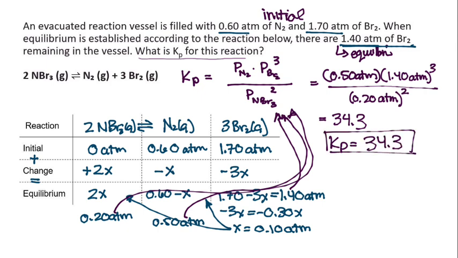In this problem, we were asked to find Kp. We set up our ICE table in order to organize all the information we had about initial and equilibrium partial pressures. From there, we could set up this important algebraic expression that let us solve for x, and then we used what we know about the equilibrium constant expression to solve for K.